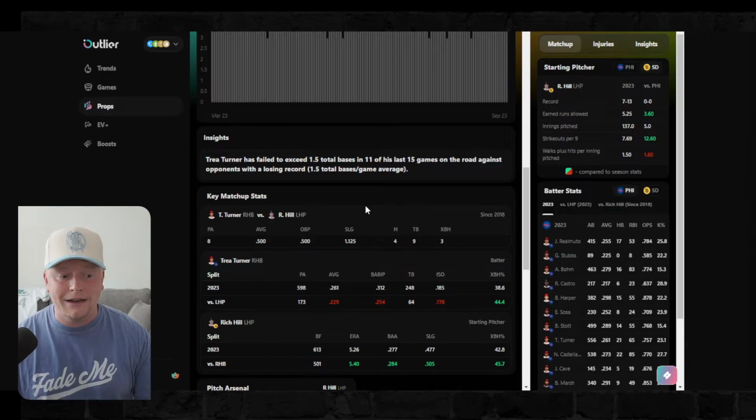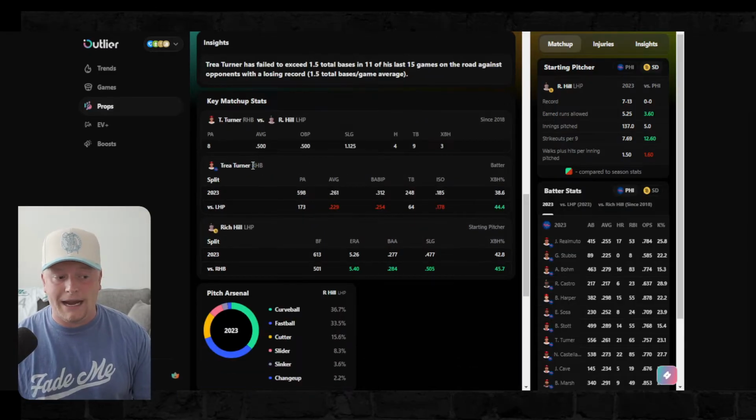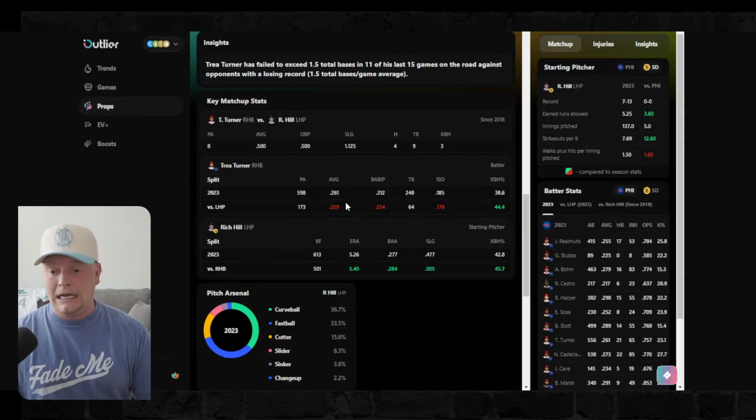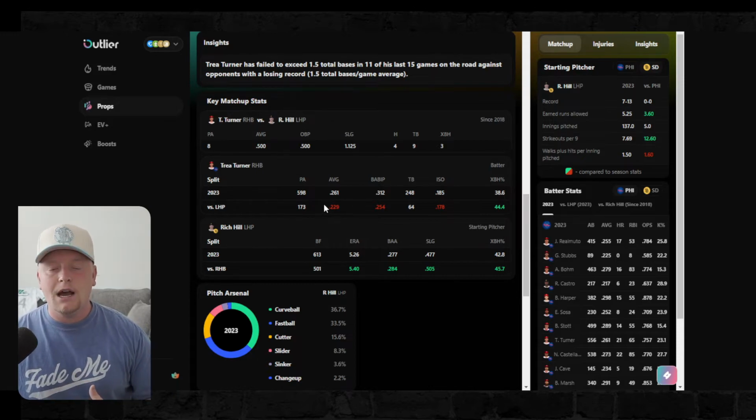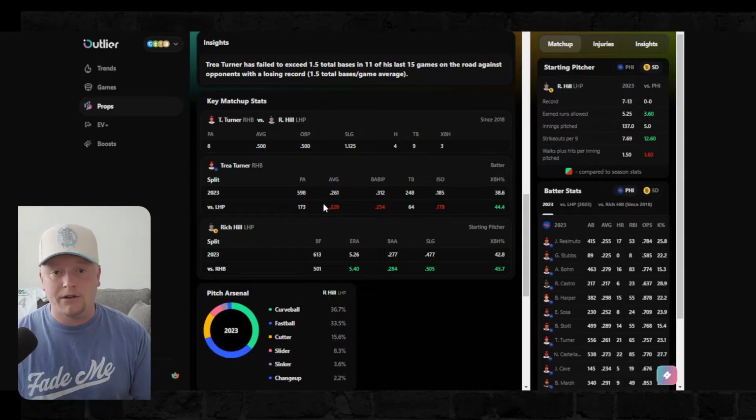We can actually just scroll down and see how he is against right-handed pitchers, or left-handed pitchers, excuse me. On the season 2023, we have Trey Turner at a .261 average, and against lefties, actually only batting .229. So this may be something where we say, okay, let's scratch it off the list. We don't want to look any further because, again, I stress the importance of being better against that hand than you are on the season. That's a huge part of my research process.